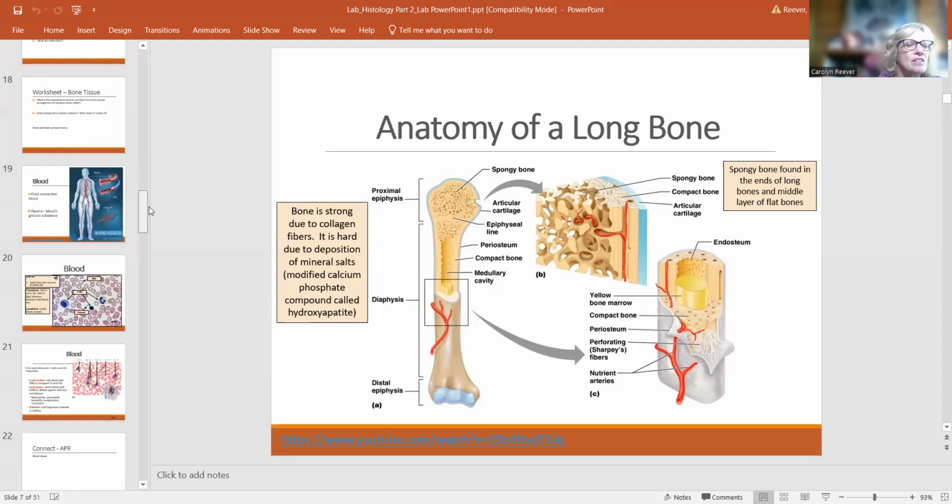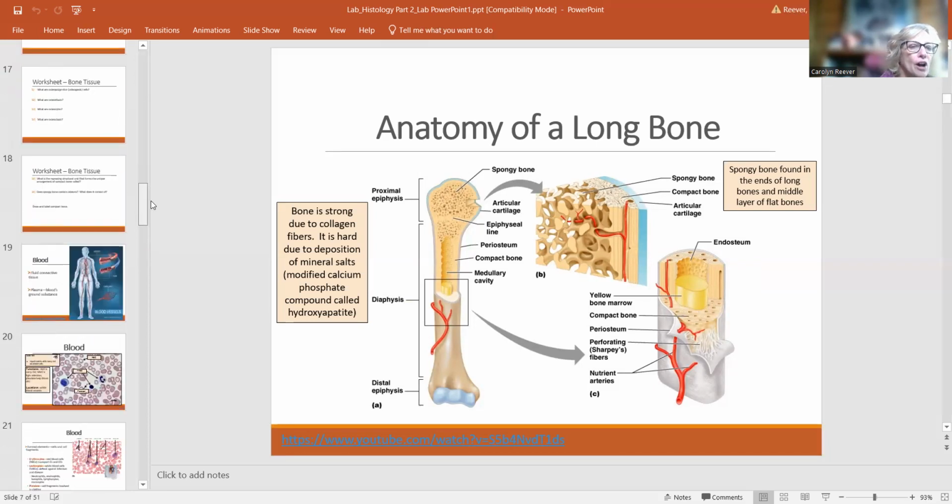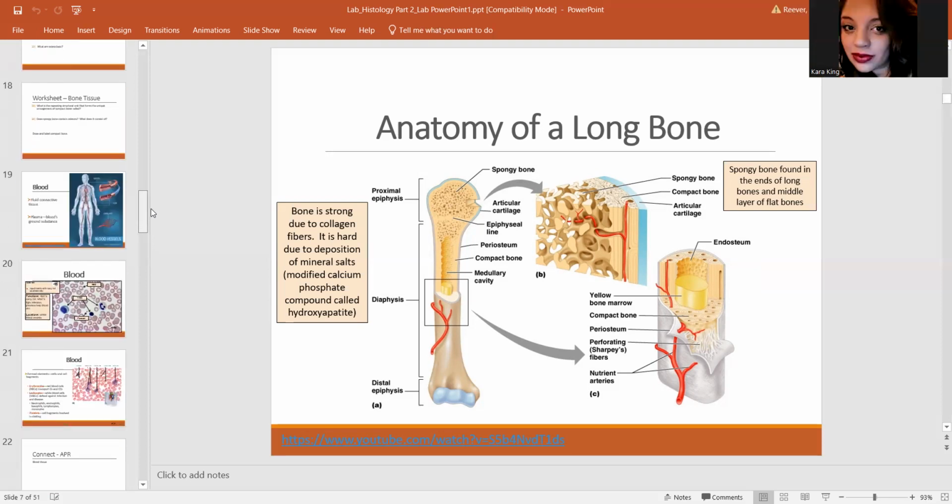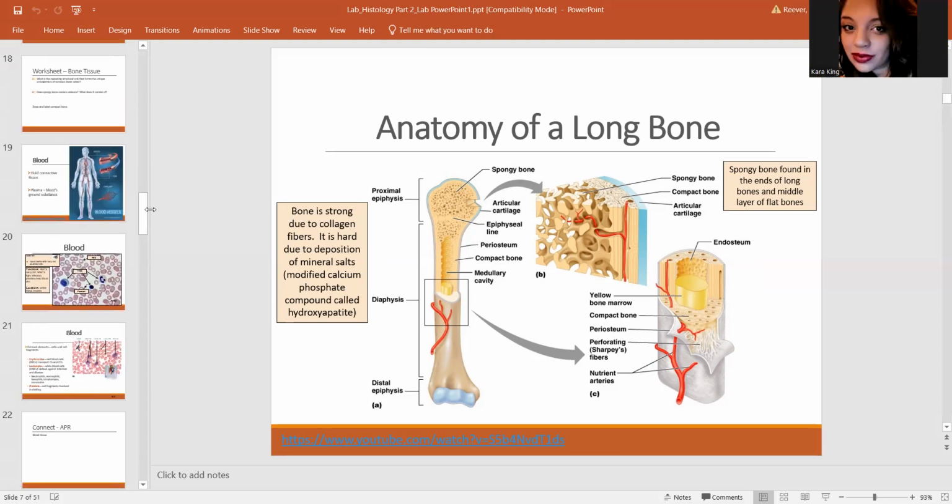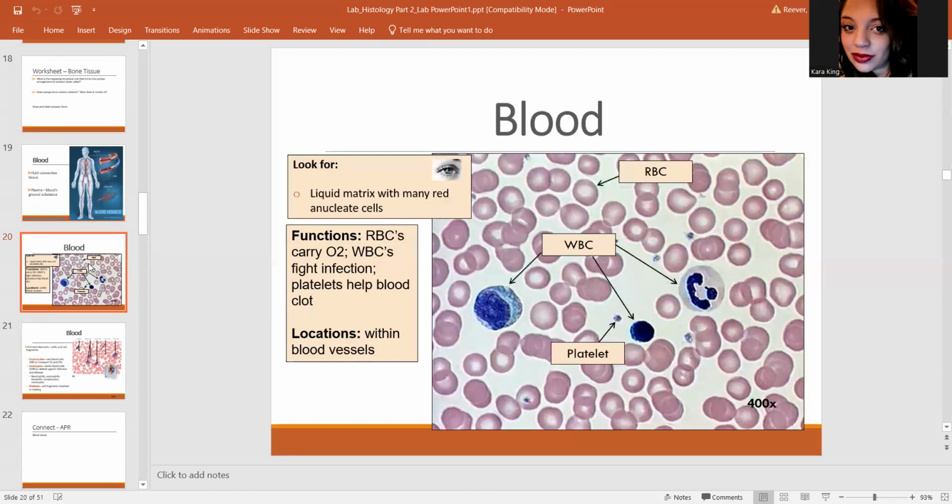If there was anything in the lab itself that you were confused about, give a holler, okay? I was pretty good on the lab. I'm not sure about Leah, but blood, I'm trying to remember.